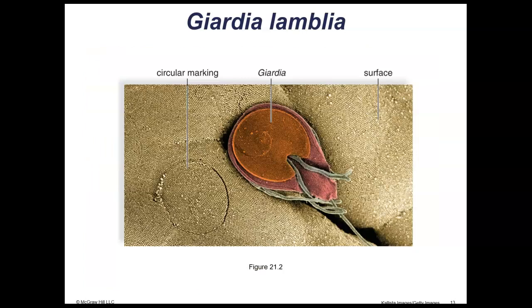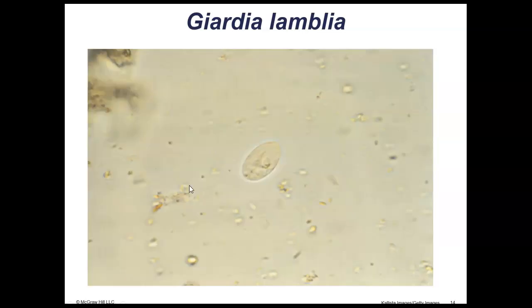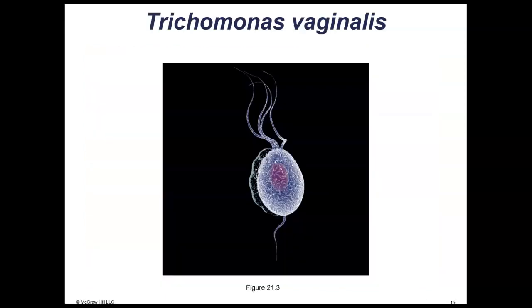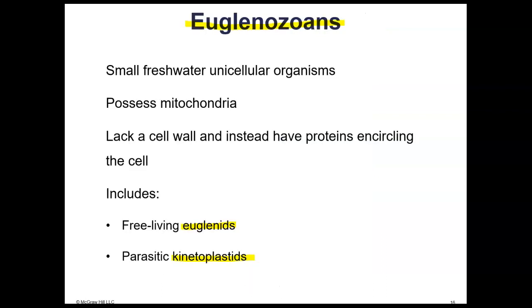And there's a picture of Giardia, the indentation or circular marking that it makes on the surface. This is a Giardia under the light microscope, so that's more what it would look like in lab. And this is an image of Trichomonas vaginalis, which causes an STD only in females. Okay, so we have 3 groups of Excavata, and that would be the diplomonads, the parabasalids, and the euglenozoans.